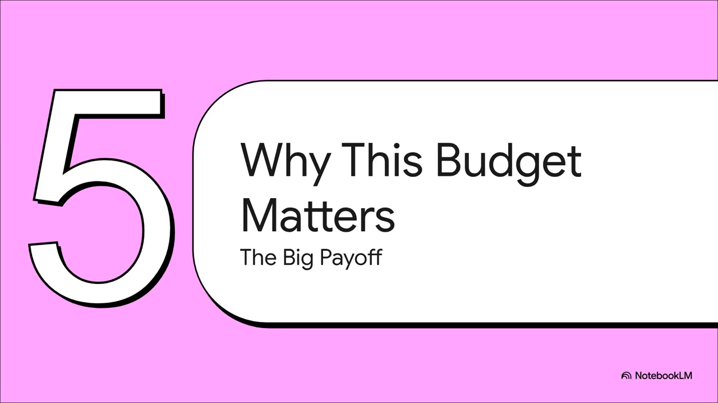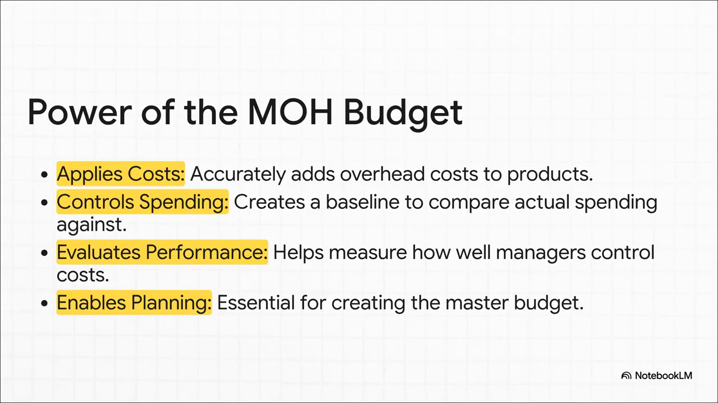Okay, so we've defined overhead, we've built the budget, we've calculated rates. But let's ask the big "so what" question. What's the real-world payoff? Why do we go through all this trouble? This budget is a powerhouse. Seriously, it lets you accurately cost your products so you can price them correctly. It creates a baseline, a target, so you can control your spending. It's a tool to evaluate how well your managers are doing their job. And honestly, you literally can't even finish the company's master budget without it. It is a true linchpin in the whole financial planning process.